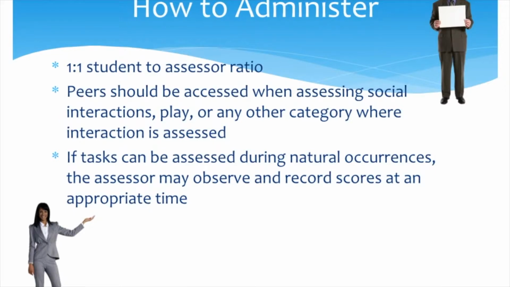The ABLES should be administered with a 1-to-1 student-to-assessor ratio. Peers should be accessed when assessing social interactions, play, or any other category where interaction needs to be assessed. If tasks can be assessed during natural occurrences, the assessor may observe and record scores in an appropriate time.